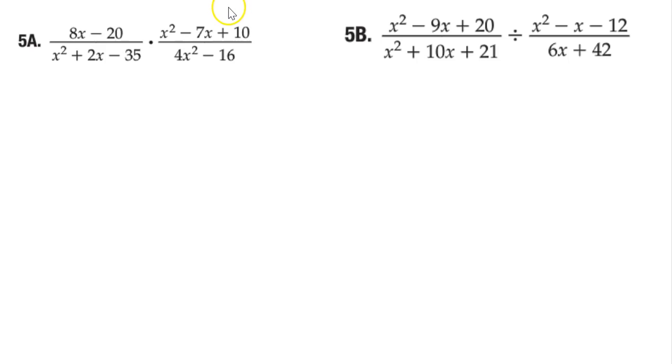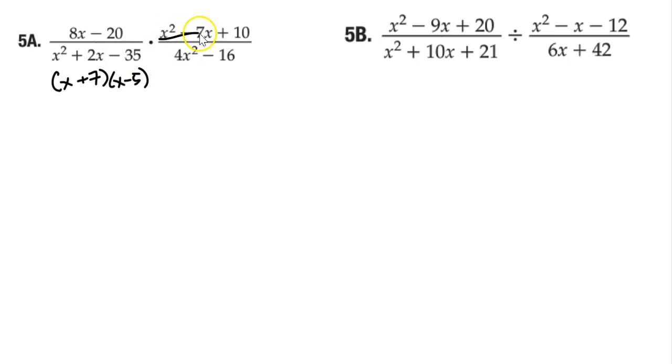We're going to factor it, then find the restrictions, and then multiply. So let's do that here. Let's first factor it. Step 1 is factor it. So let's factor this. Two things that multiply to get 35 and add to get 2: plus 7 and minus 5. Again, different signs, and notice the middle one's positive, so my bigger number is positive.